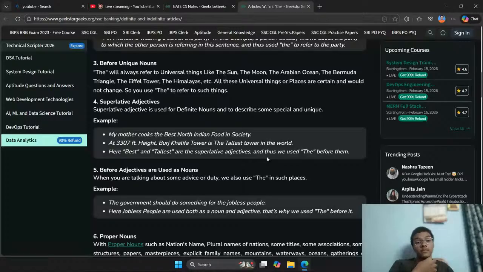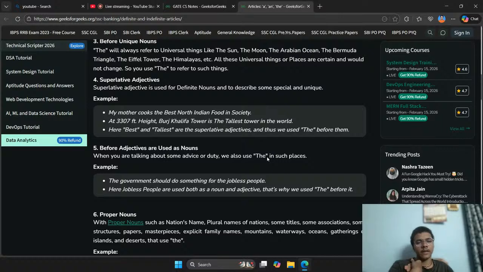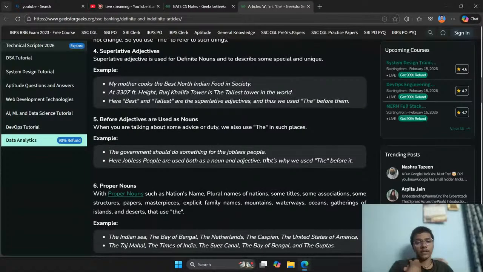Superlative adjectives are used with definite nouns and to describe something special and unique. My mother cooks the best North Indian food in society. The best. At 3,307 feet height, Burj Khalifa Tower is the tallest tower in the world. Here, best and tallest are the superlative adjectives, and thus we use the before them.